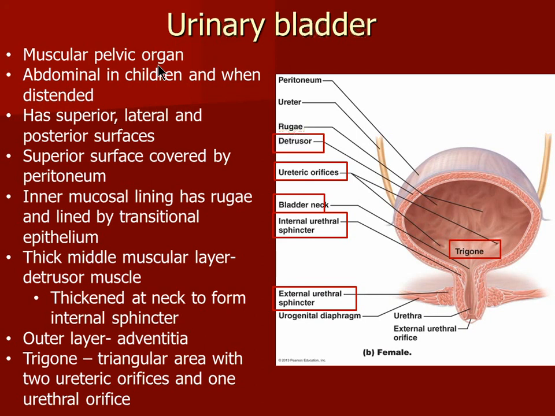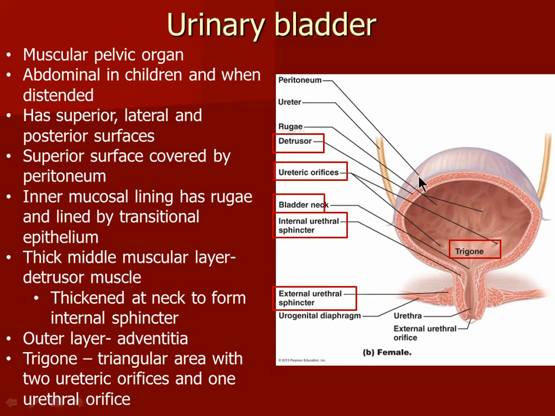Except in children. If you've noticed, little children, till about 6 years old, have a pot belly. They look like they have a little paunch. That's because the bladder is an abdominal organ in them. It takes time for the bladder to actually descend into the pelvis. In adults, or after 6 years, it is a pelvic organ. The only time it becomes abdominal is when it's distended. So you can sometimes feel your bladder above the pubic symphysis when it's really distended, okay?